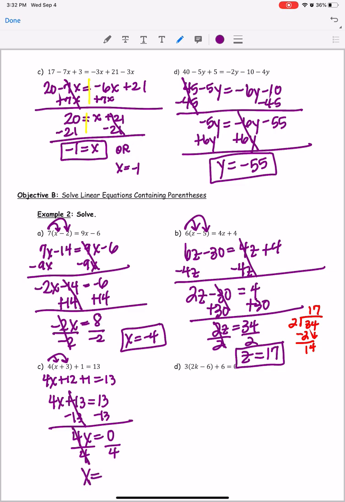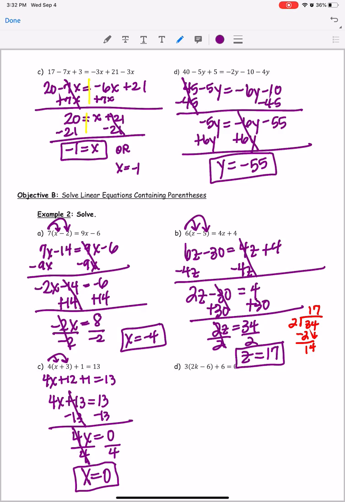0 divided by anything is 0. 0 is a number, okay? Just as real of a number as 17 and negative 4, 0 is good. And then lastly on D, I kind of wrote over it a little bit, but that isn't equals 0 there.